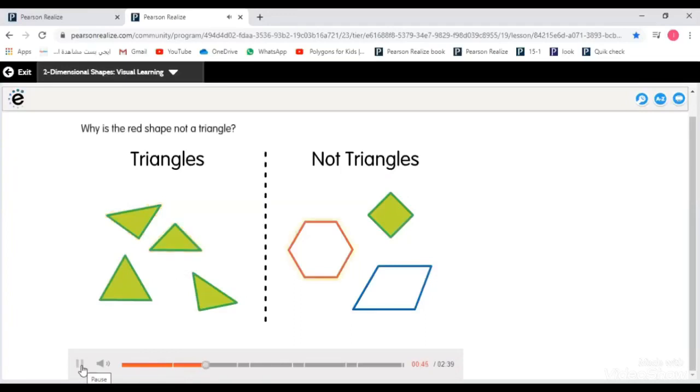Why is the red shape not a triangle? The red shape has 6 sides. Triangles have exactly 3 sides.